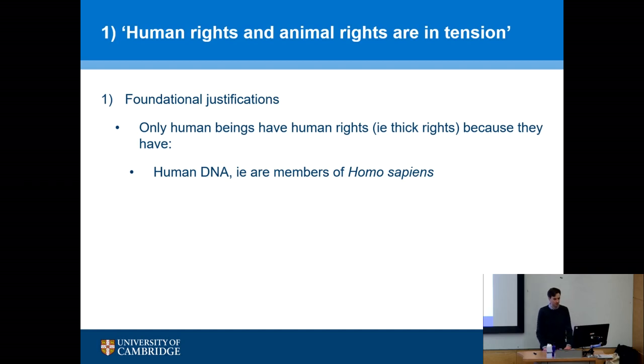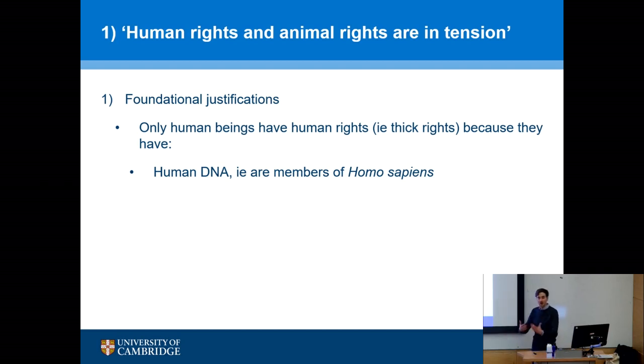Let's start with the first one, these foundational justifications. If you read human rights scholarship, especially of the philosophical nature, you will come across the view that only human beings have human rights, which we understand here as thick rights, as we defined them last term, i.e. rights protecting vital interests, life, liberty, integrity, family. They're not easily traded off, and they're not just a mere reflection of a duty. So they're thick rights, not thin rights, as we define them.